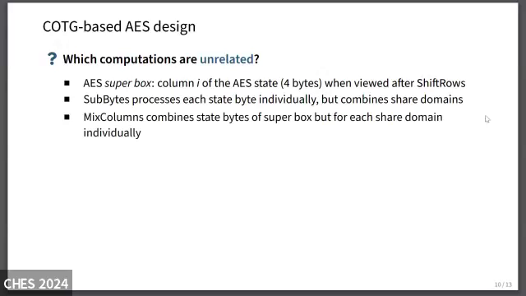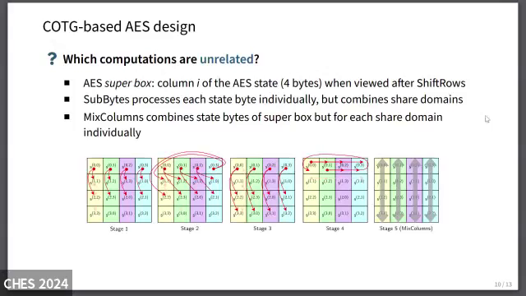On the other hand, MixColumns is a linear function, and this linear function will stay within each shared domain individually, so there is no domain crossing there. And it will combine the state bytes of 1 superbox. And if you make these 2 observations, you can come up with a concept that tells you which guards I am allowed to use at which stage in the AES S-box. I just sketched it here graphically for you. So this was the concept we derived from the observations we made.